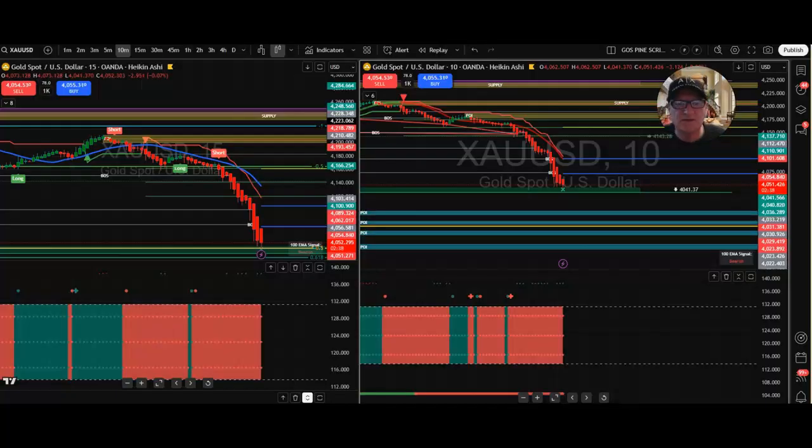Just have a quick look at gold. 40.51 looks like it's settling down now. So congratulations if you traded that and you got that 800 pips.